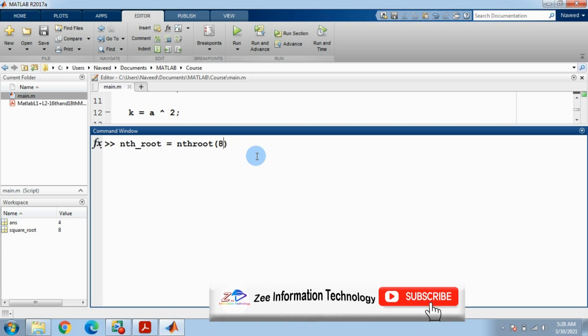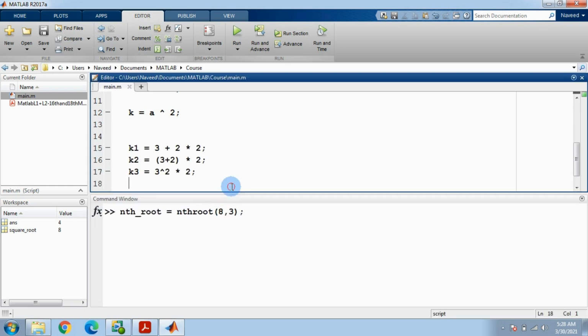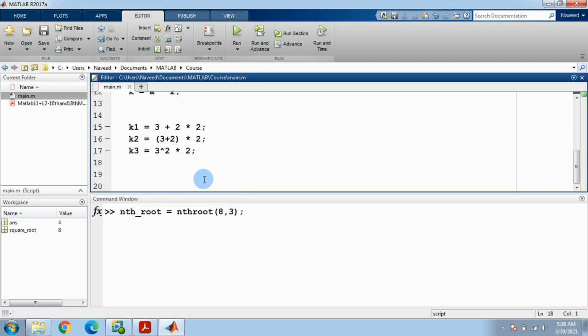So suppose I want to take the third root of the number 8. So we know that the third root of the number 8 is 2, because 2 times 2 times 2 is 8. So if I multiply 2 three times, I'd get 8, like 2 times 2 times 2 is 8. We know that. So let's check if the MATLAB is able to do that.